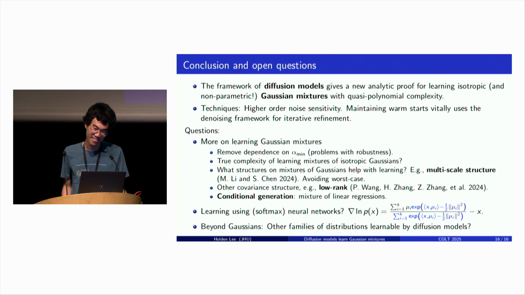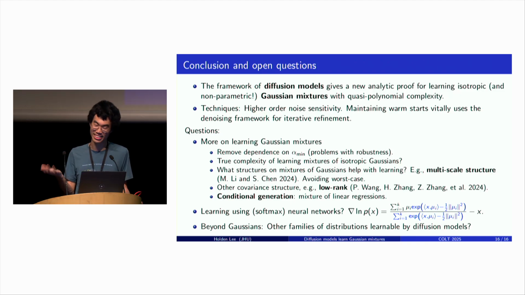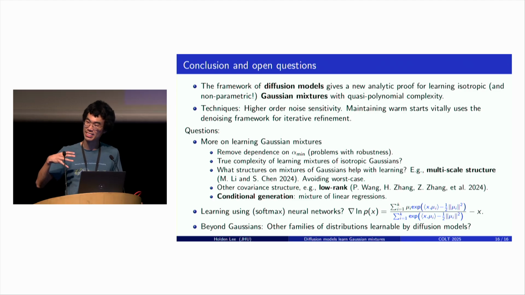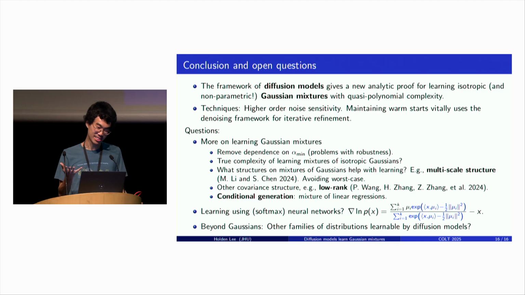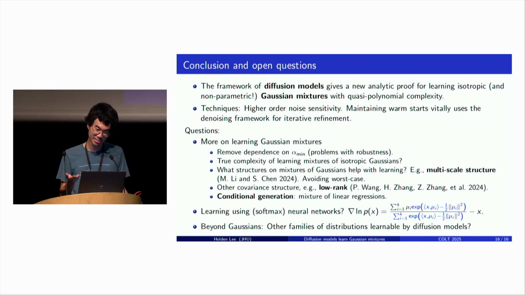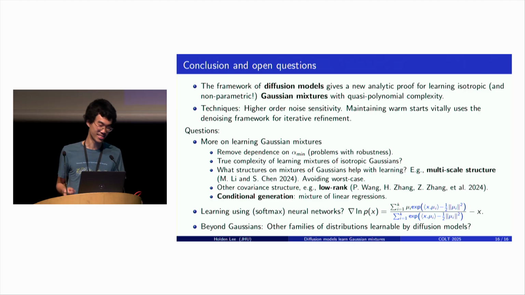Okay, so in conclusion, diffusion models give a new analytic proof for learning isotropic and even non-parametric Gaussian mixtures with quasi-polynomial complexity. We use higher order noise sensitivity, and maintaining these warm starts vitally uses the denoising framework. I think there are a lot more open questions on learning Gaussian mixtures more efficiently, having better dependence on these parameters or using structure of the Gaussians. It's an interesting question, can you do this using neural networks, and also look beyond Gaussians for other families. Thank you.